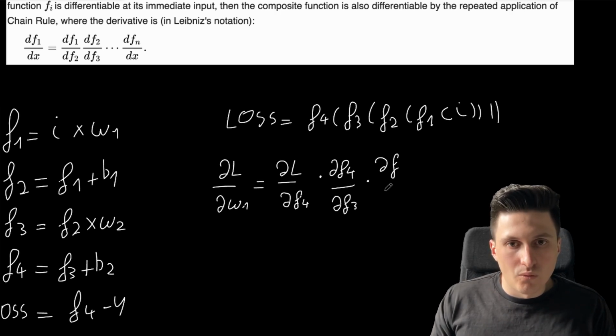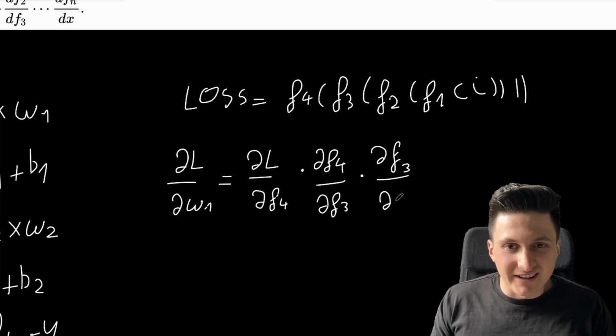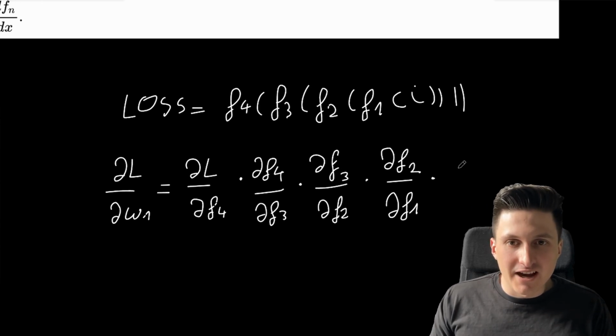F3 with respect to... This drawing is pretty hard, I think. But okay, with respect to f2, times the derivative of f2 with respect to f1. And then we finally have f1, and we can calculate the derivative of f1 with respect to w1.